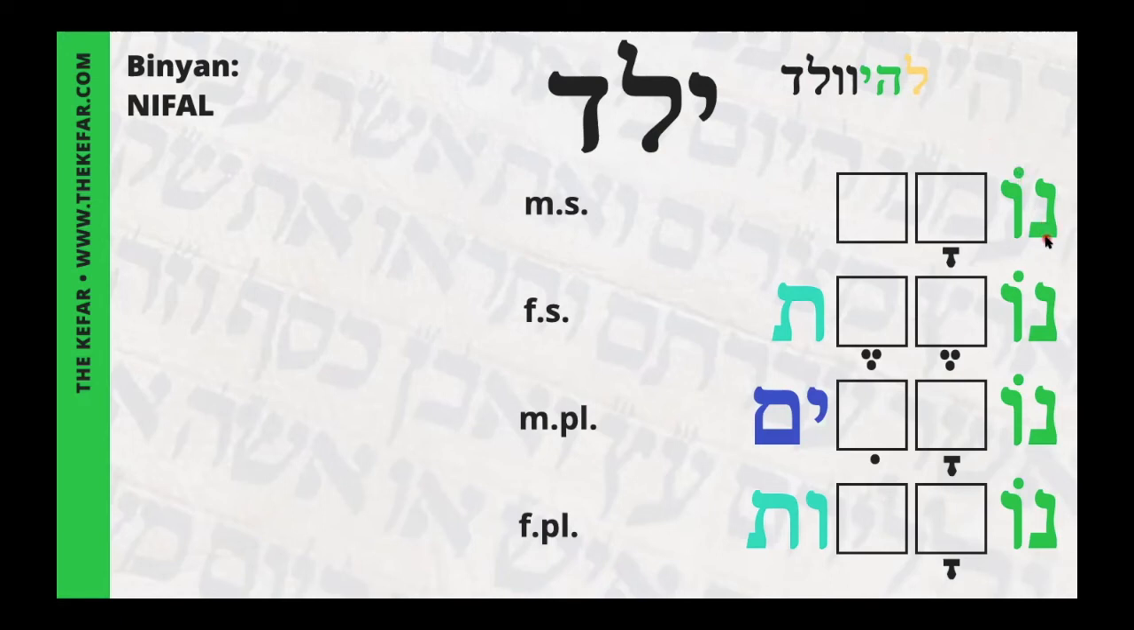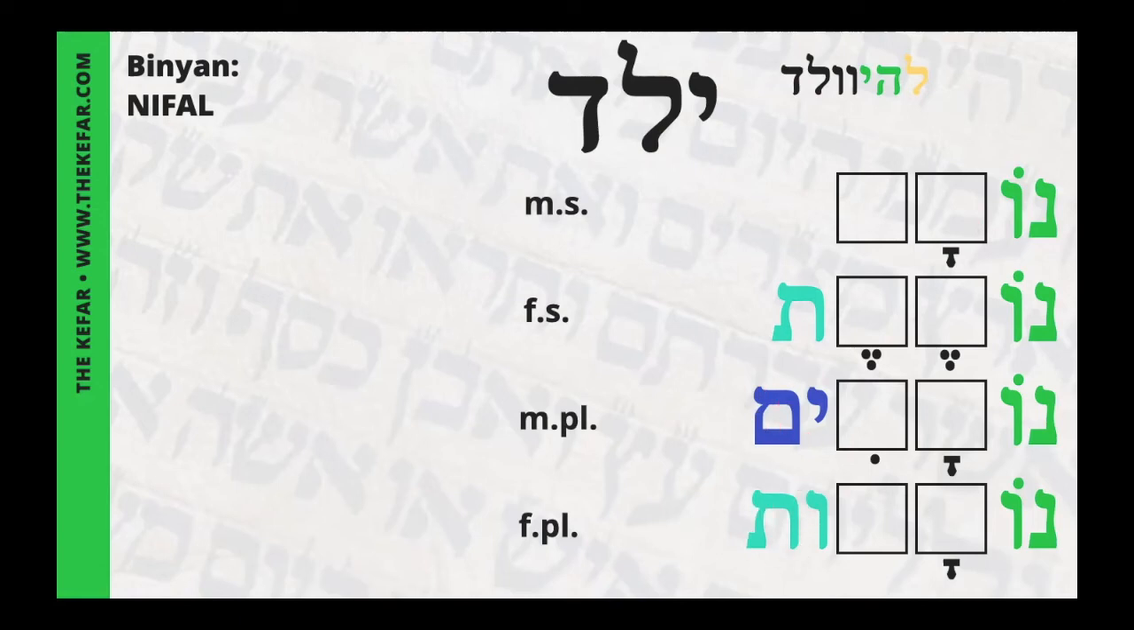So for masculine singular, it's no, a. For feminine singular, it's no, et. For masculine plural, no, a, im. And feminine plural, no, a, ot. Okay, so the plurals are just the same as the masculine singular plus our im or ot endings.